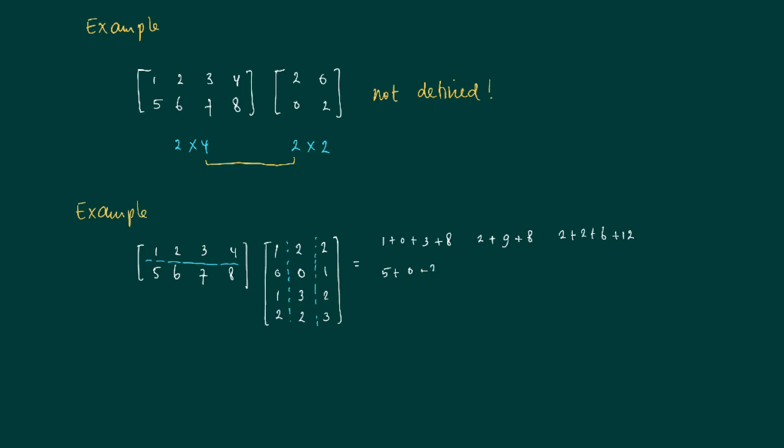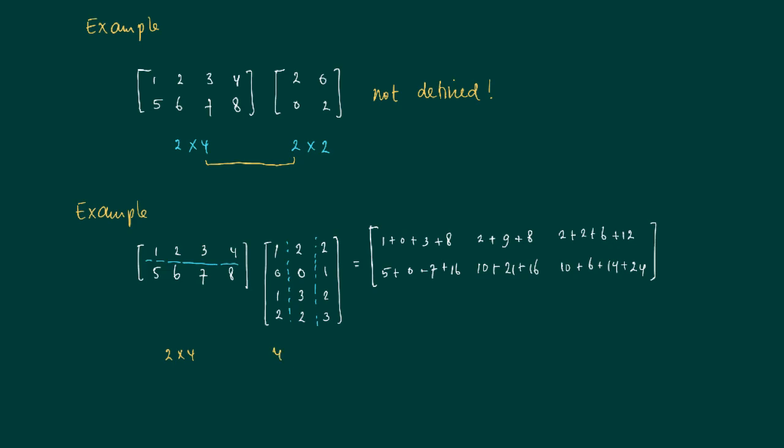Now we consider the second row. The second row we get by forming all products with the row 5, 6, 7, 8. The first element in the new row is 5 times 1 plus 6 times 0 plus 7 times 1 plus 8 times 2, which equals this number. The middle one is 5 times 2 plus 6 times 0 plus 7 times 3 plus 8 times 2, etc. So we get a 2 by 3 matrix.